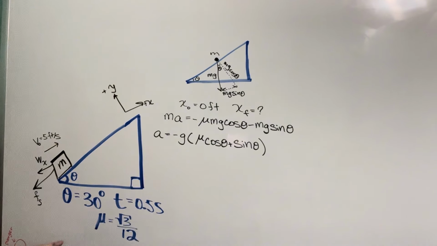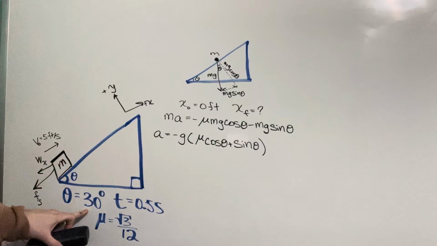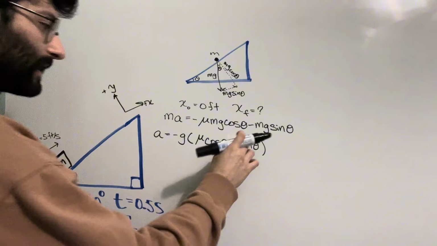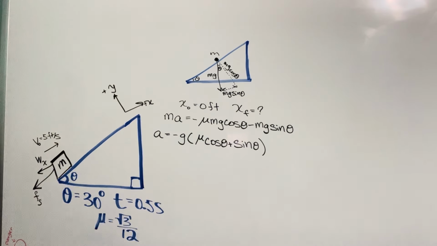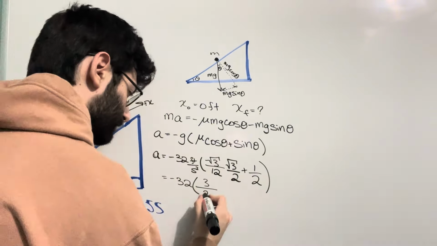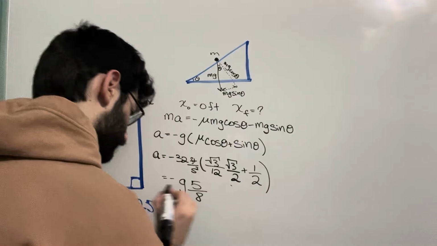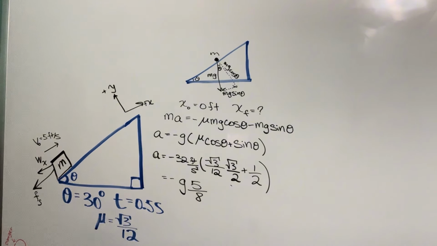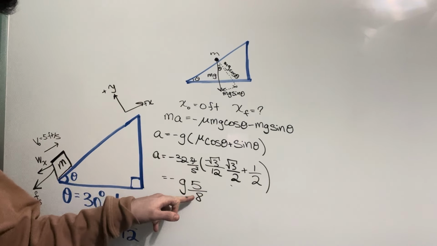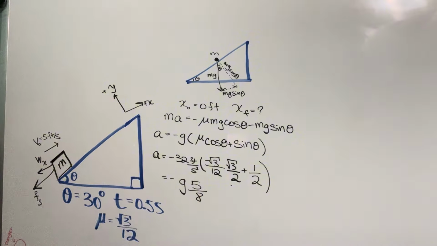plugging in values for theta. We have cosine of 30 degrees and sine of 30 degrees. We end up getting our acceleration being 5/8 of little g in the negative x direction.